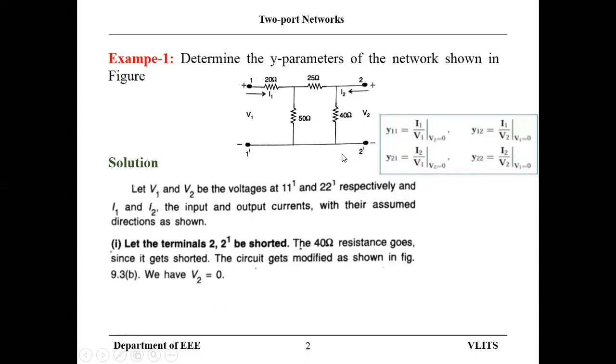So here if you apply short circuit, then your network will become like this. Then what are the equations for Y11 and Y21? That is I1 by V1 and I2 by V1, which means you have to find I1, I2 and V1. If you know I1, I2 and V1, then you can find Y11 and Y21. So first let me find V1. Because here this is I1, so with the total equivalent resistance you will get V1.